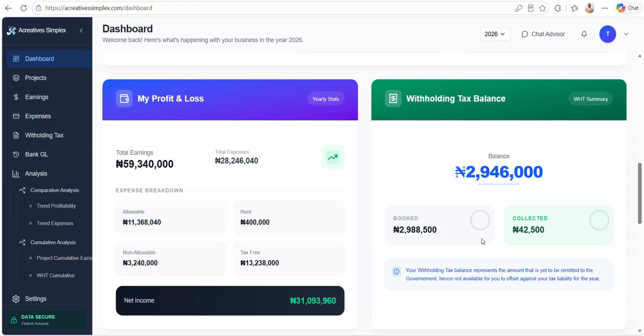So at the point where he issues us the withholding tax credit note, then we have collected the withholding tax and we must record it as a withholding tax that has been collected in the form of credit note. Now, our balance is the difference between the total withholding tax withheld, that is the total withholding tax booked, less the amount that we have collected so far.